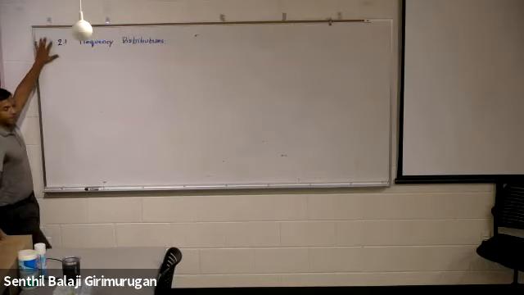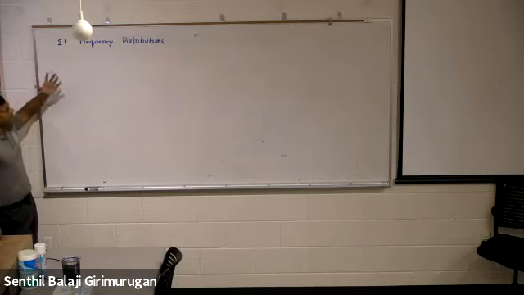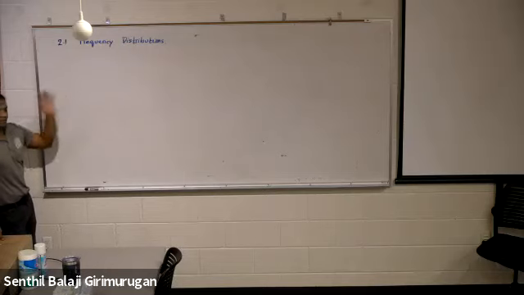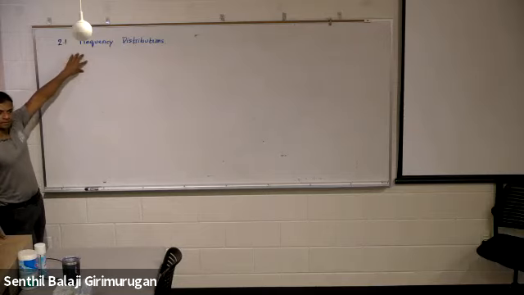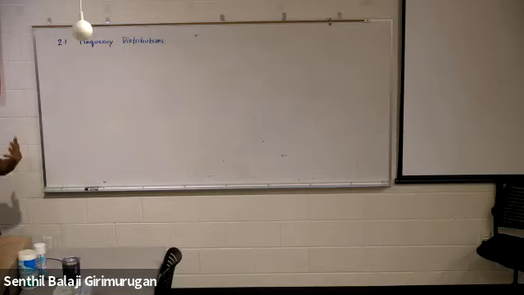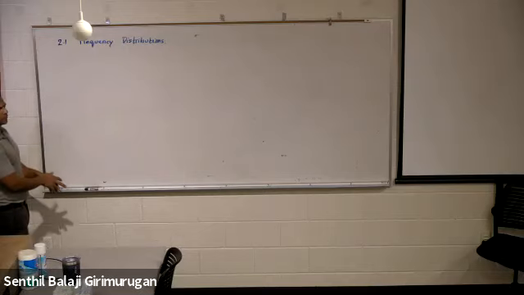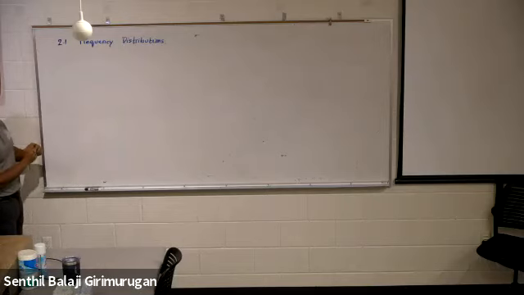So 2.1 is on frequency distributions. I typically like to start with something that is qualitative and then go over to the quantitative version. Frequency distributions are used with quantitative data. We can't use it with qualitative, but visually it's something else.